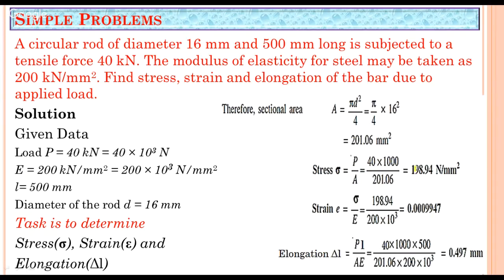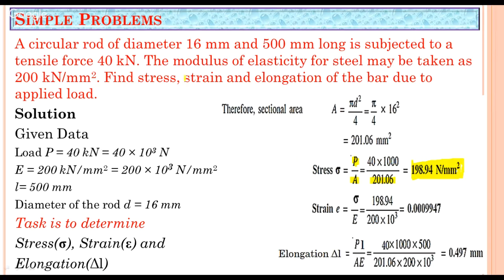So this is the area we got here, and then by substituting the value of load P and area of 201.06, we'll get the intensity of stress induced due to this action of 40 kilonewton across an area of cross section of 201.06 millimeter square. The value of stress induced is 198.94 newton per millimeter square. That one you have to realize, from the fundamentals you have learnt from the beginning of the class.